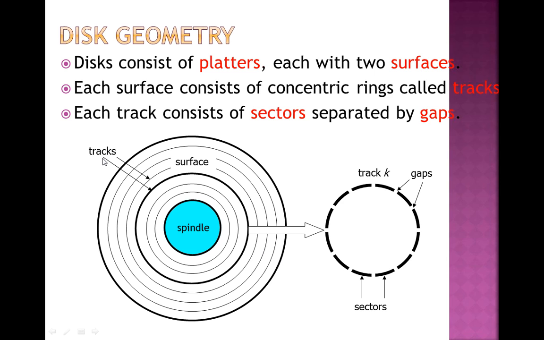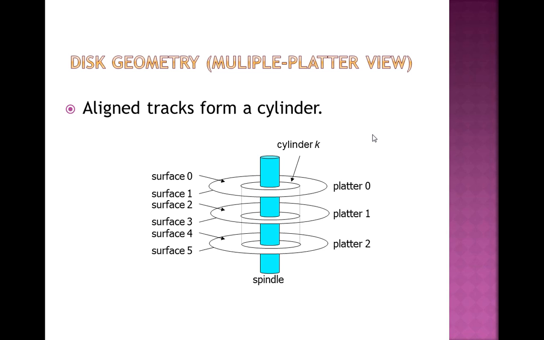This figure shows a track. Each track consists of sectors. So these are the sectors. That is the division of the tracks, known as sectors, that are separated by gaps. So this diagram shows the disk geometry, that contains tracks as well as sectors.